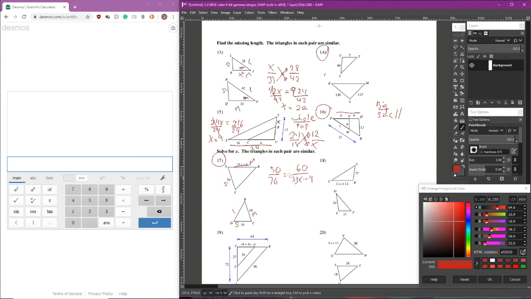And the process is just the same. You'll just have a little bit of extra steps when you solve the equation. 50 times 11x minus 4, you write that like this: 50 parentheses 11x minus 4. And then you multiply 70 times 60, and that's 4,200.